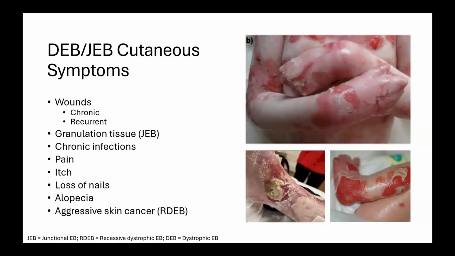This was actually a patient of mine who gave permission to use this photo, but he developed this squamous cell carcinoma despite the fact that he was on immunotherapy. So that is one of the other very feared symptoms of EB. Other cutaneous symptoms that we see are granulation tissue, which is a predominant feature in junctional EB. I'll have some more photos in an upcoming slide. Chronic infections, we're always trying to keep a handle on infection, as well as pain and itch. They lose nails, and then also loss of hair.